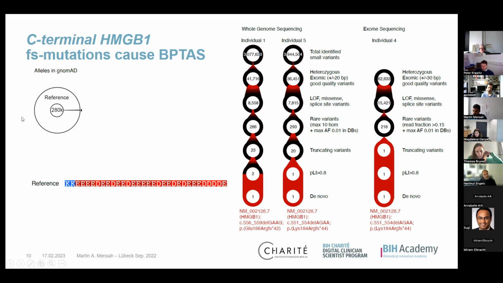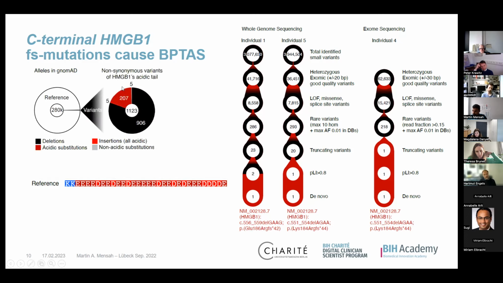Now you've already seen the reference amino acid sequence of HMGB1. Here we now not only shaded acidic residues in red, but also shaded basic residues in blue. And in gnomAD, there are 280,000 reference alleles for HMGB1, but only 1,123 non-synonymous variants in HMGB1's acidic tail, so variants that are positioned somewhere here. Of these non-synonymous variants, the majority were deletions, and a few were acidic substitutions, and even fewer were insertions of acidic residues, and only very few were non-acidic substitutions.